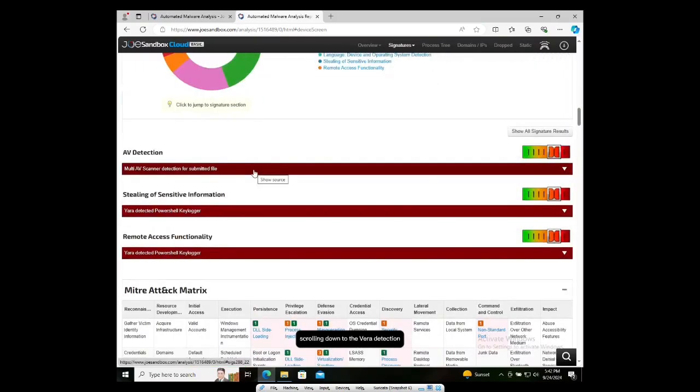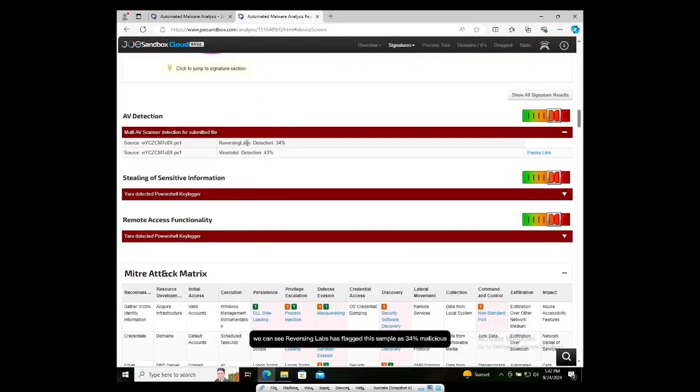Scrolling down to the antivirus detection, we can see ReversingLabs has flagged this sample as 34% malicious, and VirusTotal as well has flagged it as 43%. A potential reason for the lower scores from ReversingLabs and VirusTotal is that they use detections from a number of different vendors who may have not come across this sample before and thus been unable to score it.